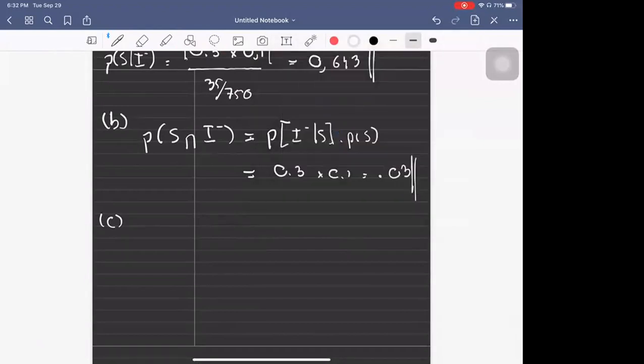So we want to know if the event S, sell, and the event that insiders knew about the negative information are independent.